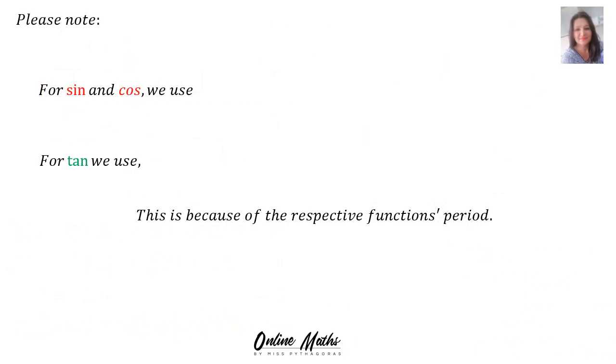Please note, for sin and cos, we use plus k times 360 degrees, k element z. And for tan, we use plus k times 180 degrees, k element z. This is because of the respective functions' period.